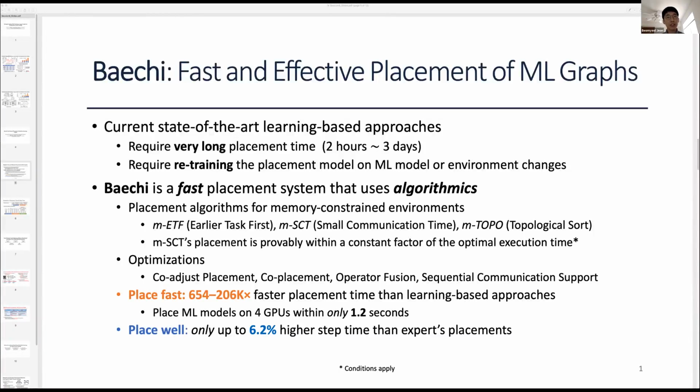Our evaluation results show that Betchy achieves about 700 to 206,000 times faster placement time than the learning-based approaches. Betchy also places well by showing only up to 6.2% higher step time than the expert placement. I will show our evaluation result in details in the next slide. Could you move to the next slide?